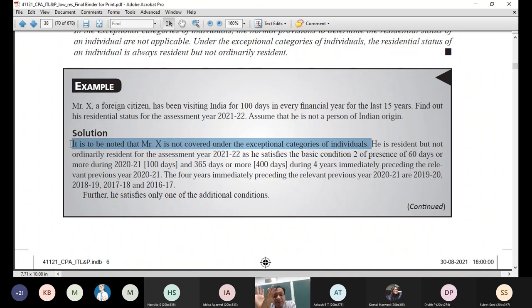Now you can see the presentation. You must be very clear when you write any numerical, or anything which has to be read by others. So your writing must reflect each and everything. So in this paragraph you are explaining to the reader that the person is RNOR. Why? Because he is satisfying the basic condition of 60 days or more, as well as he is satisfying what? Only one of the additional conditions.